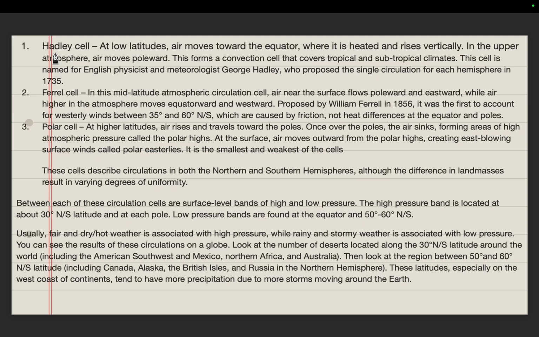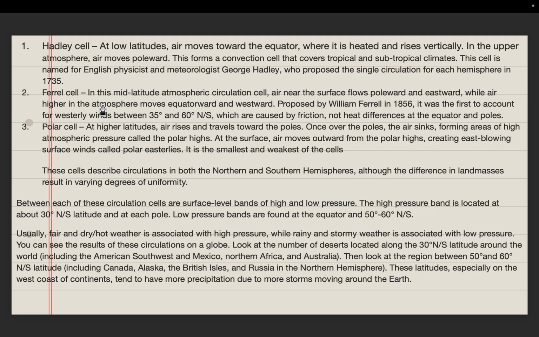The Hadley cell at the lower latitude: air moves towards the equator where it is heated and raised vertically. In the upper atmosphere, air moves poleward. This forms the convection cells that cover the tropical and subtropical climates. This Hadley cell was first proposed by the meteorologist George Hadley in 1735.